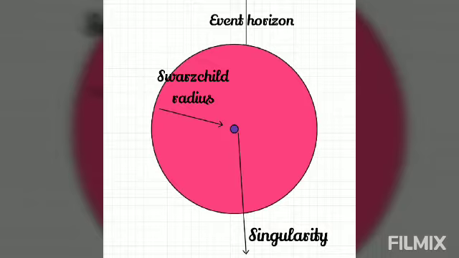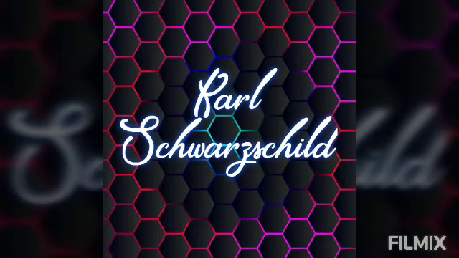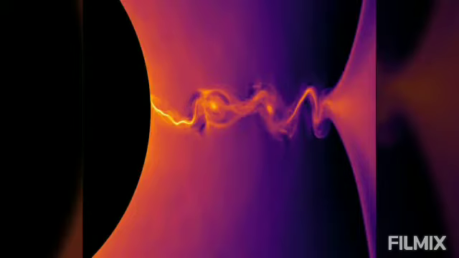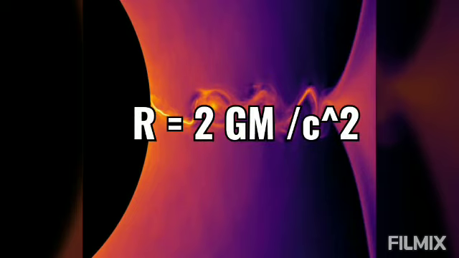Its circumference is termed the event horizon, whereas the radius is termed the Schwarzschild radius, and the point which is at the center is termed the singularity. Schwarzschild radius is named in honor of the scientist Karl Schwarzschild, who had exactly calculated the solution for the theory of general relativity in the year 1916. He had also derived the most famous formula, R equals 2GM by c squared. Isn't that very interesting? Yes, of course it is.